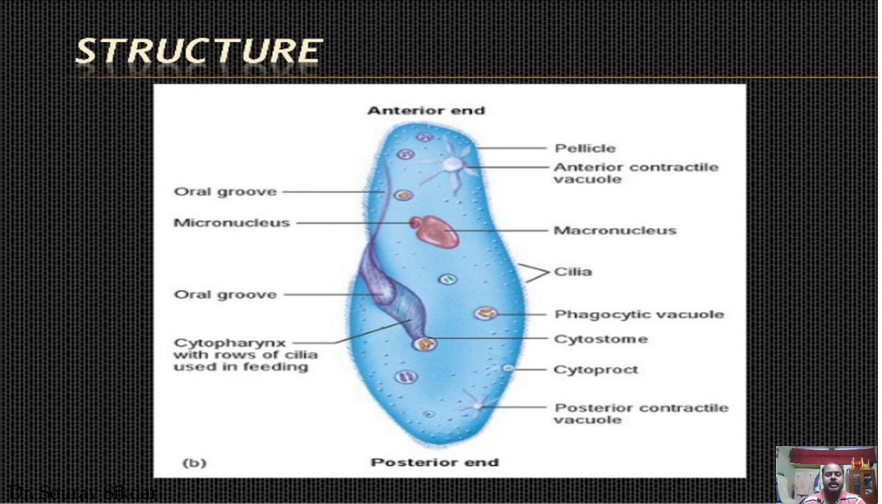And after the assimilation, whatever waste materials they produce along with the water, they release out through another part of their body, that is called cytoproct or anus. Cytoproct is the most common name for it, but it actually works like the anus. That means they release the waste materials from the body through a small pore present at the posterior part of their body, that is called cytoproct.